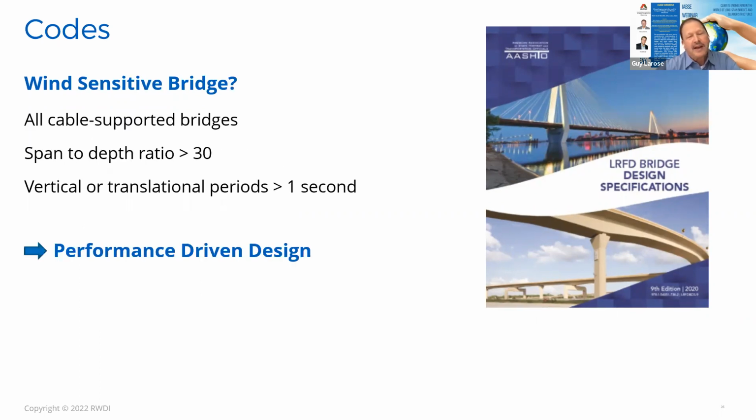So what is a wind sensitive structure? In the case of AASHTO and also Eurocode, all cable supported bridges are considered wind sensitive. That means most of the dominant load will be coming from the wind. And if you also have a structure with a large span to depth ratio, larger than 30, so a really slender structure, or you have a vertical or translation period of more than 1 second, so less than 1 hertz, that structure is considered flexible. If you have a flexible structure, the code will tell you that it is in the interest of the design team to consult specialists, and you are in a realm of performance-driven design.